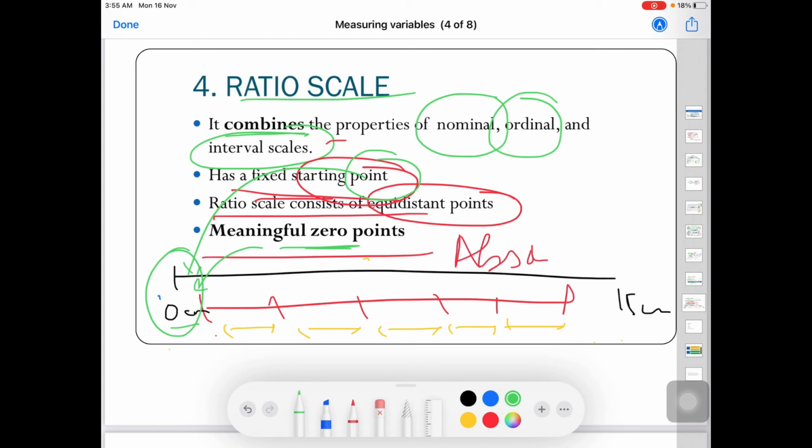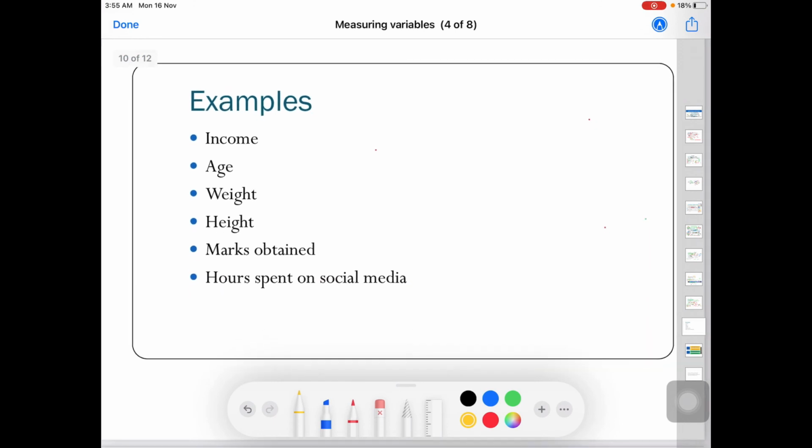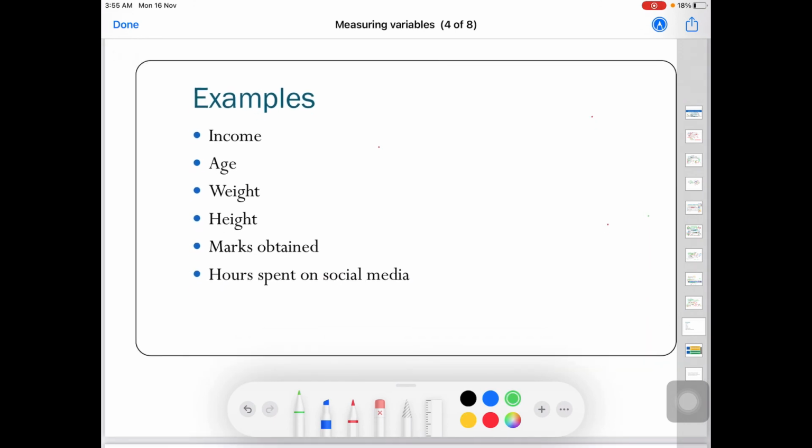value. So this was all about ratio scale, that it has meaningful 0 point, and it has a fixed starting point, and it has a unit of measurement that can be centimeter, kilometer, any unit of measurement. So here are few examples to understand ratio scale so that you can remember the ratio scale in a much better way. The first is income, age, weight, height, marks obtained, and hours spent on social media.